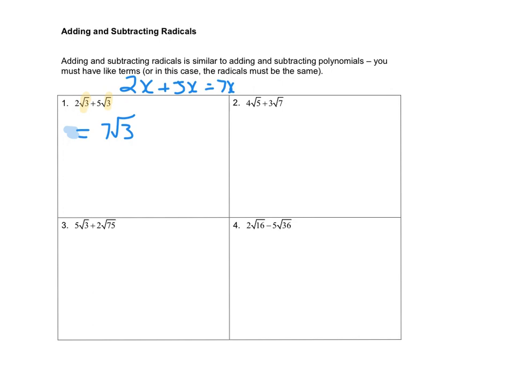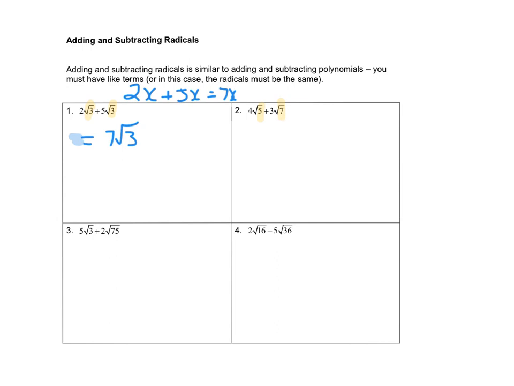Just like if you were adding 2x plus 5x, you would have 7x. Here, the base x is the same. So here, the root 3's are the same. In the next example, I have 4 times root 5 plus 3 times root 7. Here, the radicals are not the same. So this example cannot be simplified further. So it is already finished.